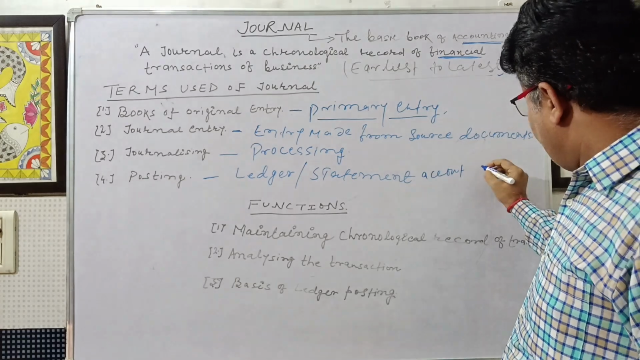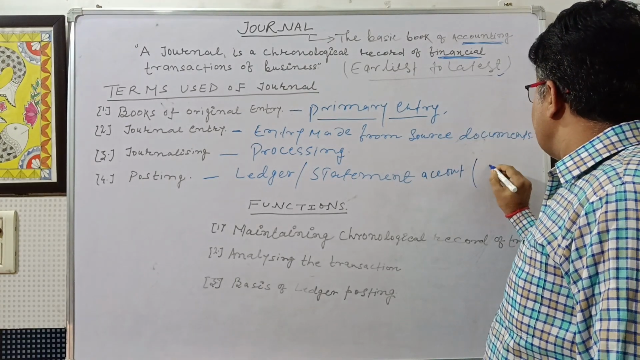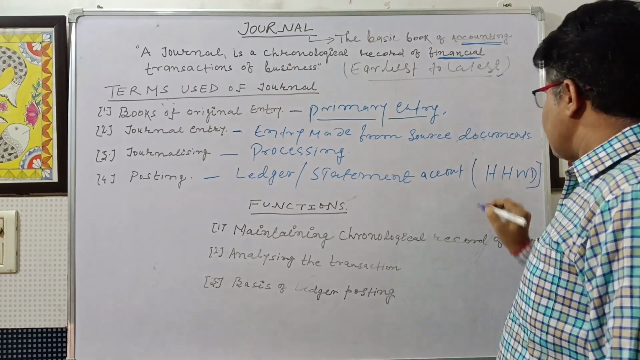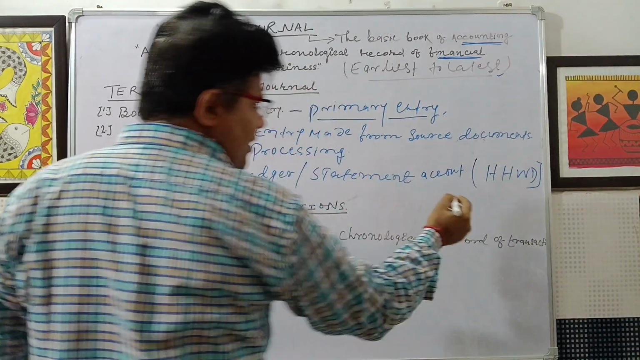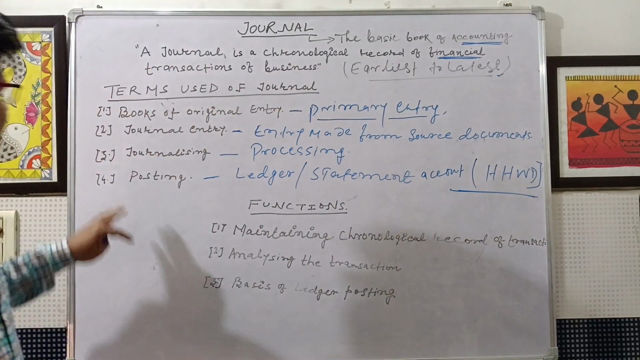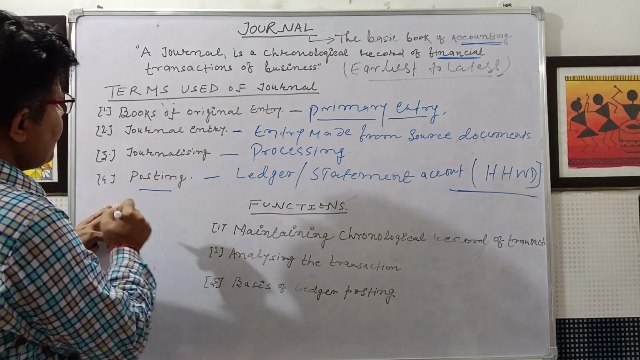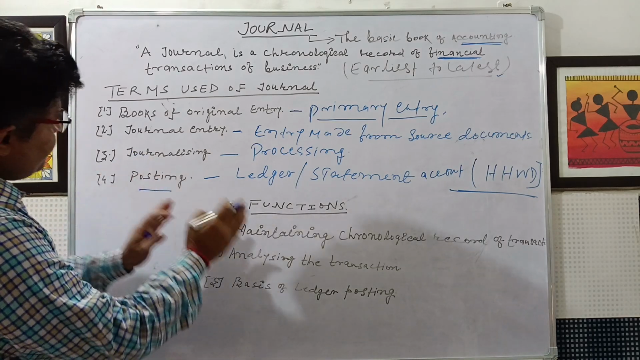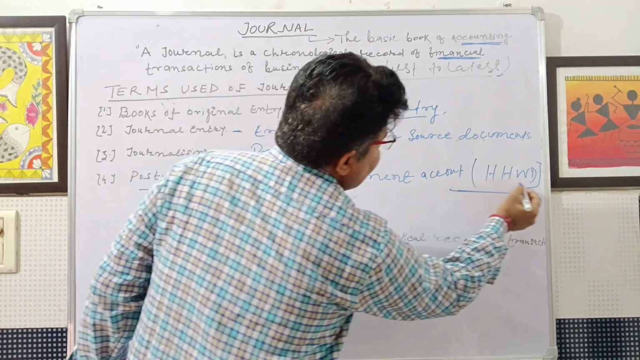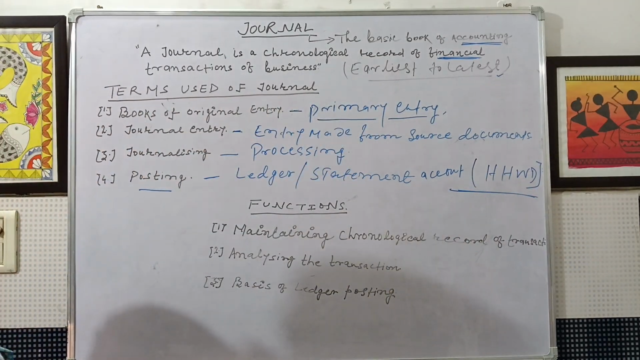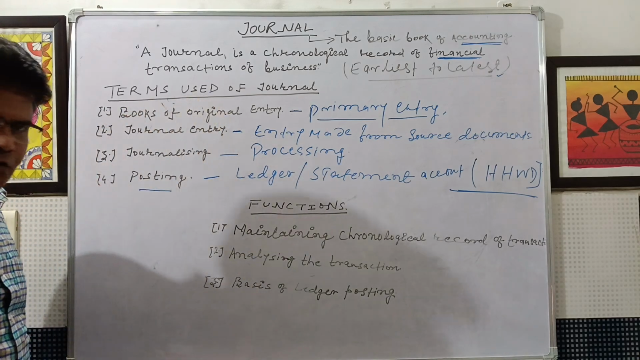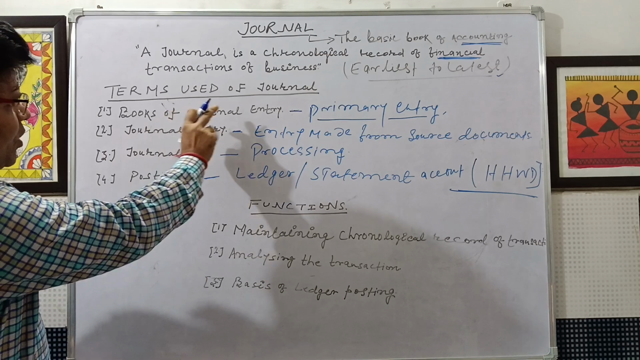Here is used the HHWD. HHWD means hand to hand without delay. Ledger means in the posting. So if you made a journal entry, transfer it to the ledger account. So that is the hand to hand without delay. These are the terms used of journal.